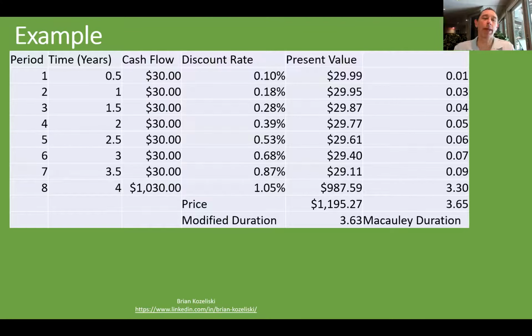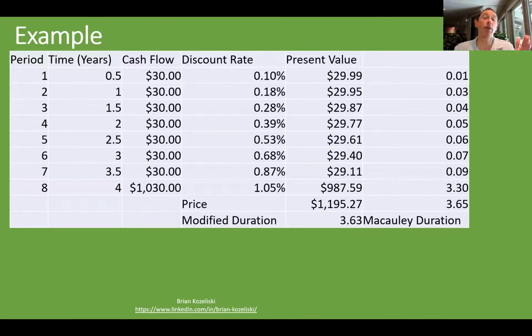Now, what's going to happen here? Well, first off, let's think about what this would look like if those discount rates were the same. If we use a single discount rate here, that gives us the same price bond. I'm just showing you that for information purposes. Again, let's go back to this bond.